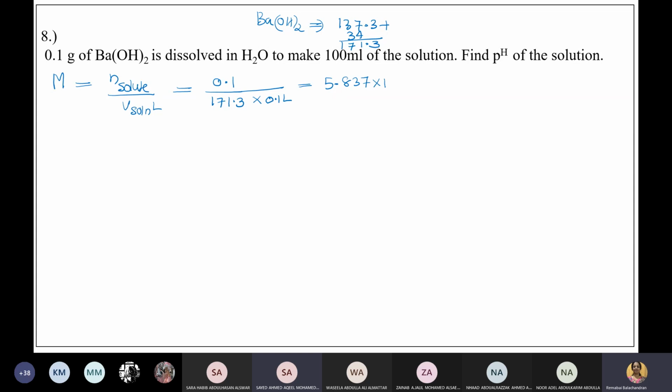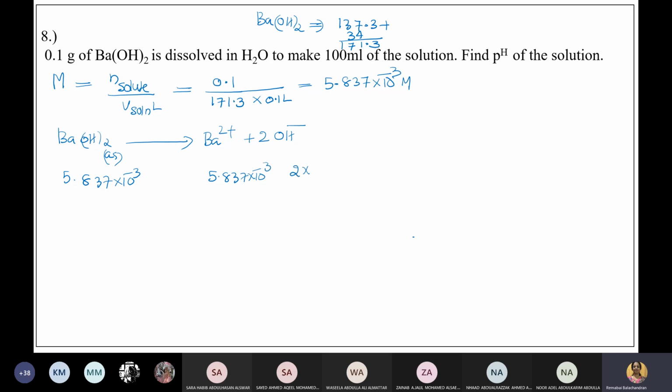5.8377 into 10 to the power minus 3 molar. So now what's the next step? Ba(OH)2 in aqueous solution gives Ba2+ plus 2OH minus. So this is 5.837 into 10 to the power minus 3. When you do the calculation, this number will still be in your calculator, so you can just do the next step. You will not lose marks. You don't have to do it again. Just multiply by 2 and find the pH straight away.